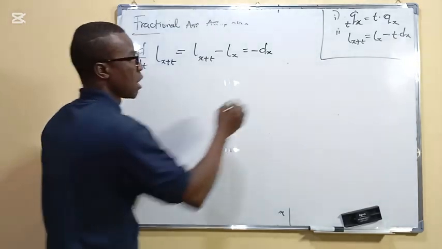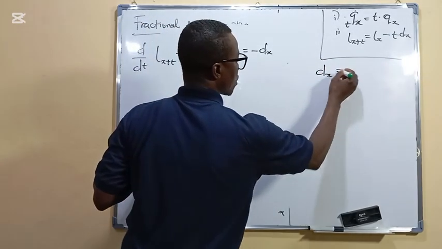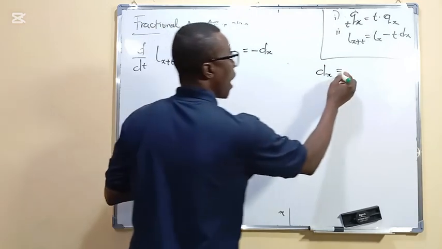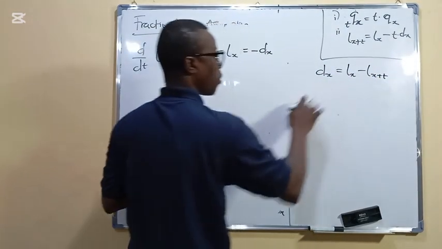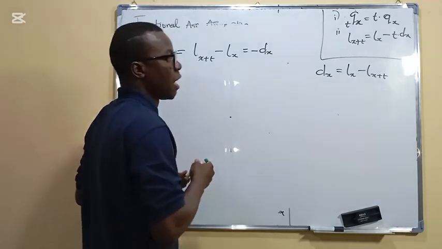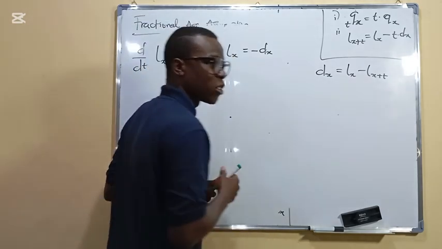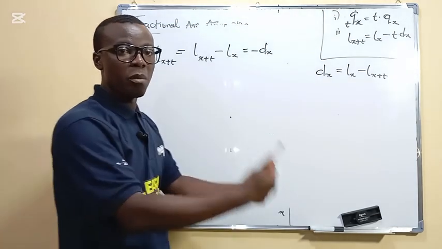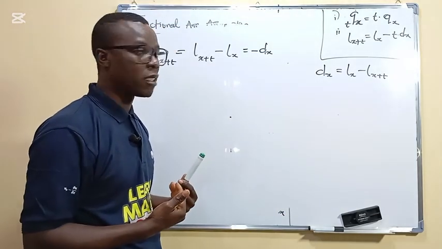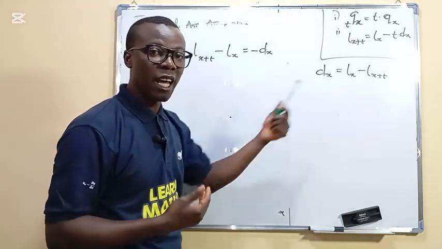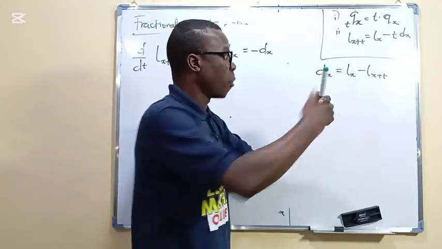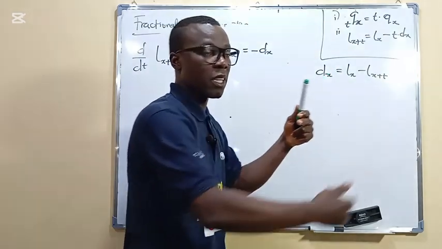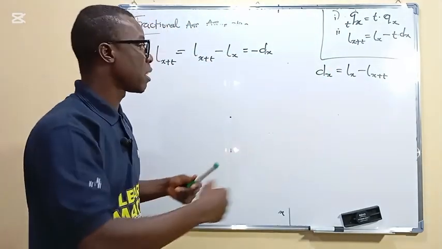Now that's because we have to know that dx, which is the number of deaths that we have, is lx minus lx plus t. Now what does this simply mean? It's saying, how many deaths do we have? So we look at the number of lives that we have at the beginning. In this case, the beginning is x, and then we look at the number of lives alive in this same cohort, maybe x plus t. That is to say, it could be in some months' time or probably in some years' time.